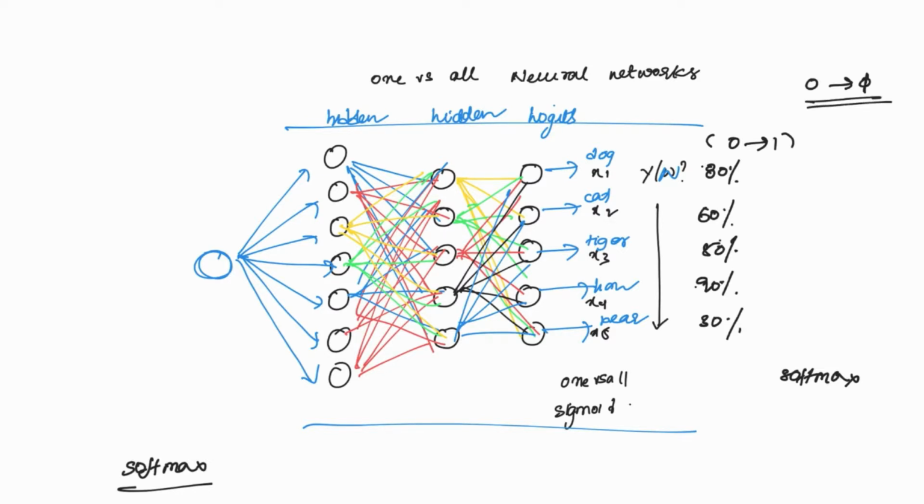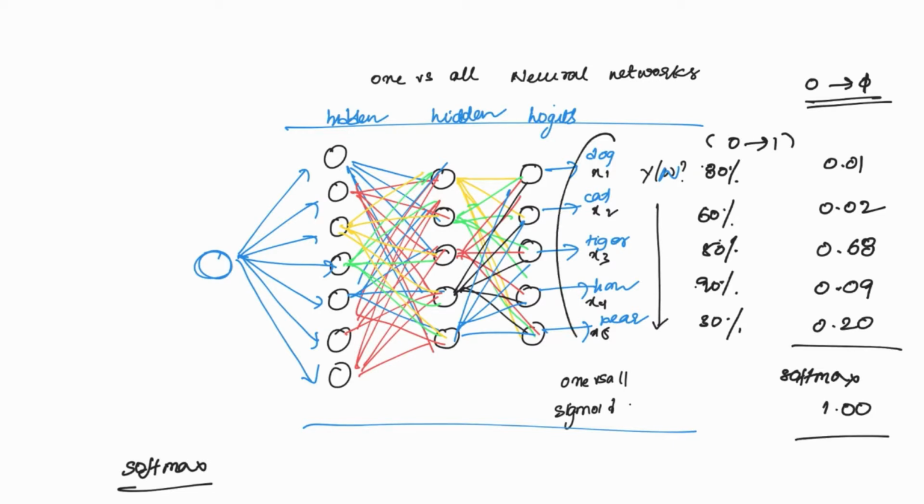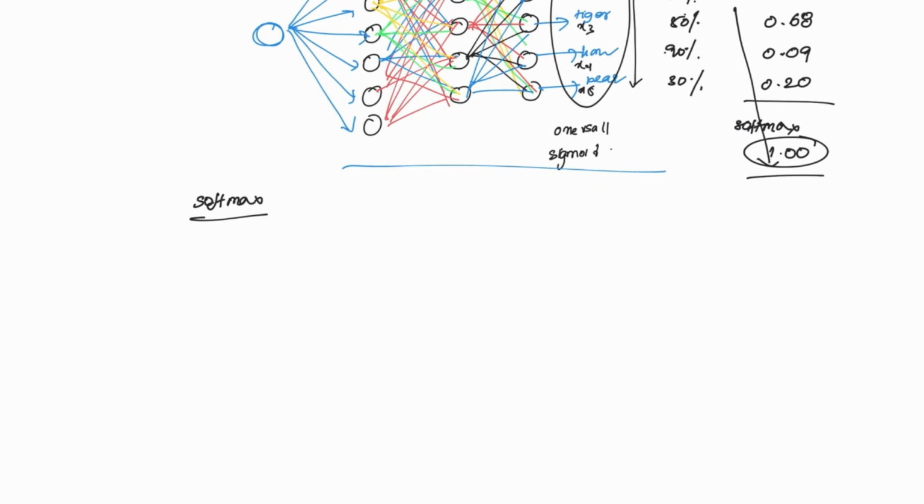They can be about 0.01, 0.02 for example, 0.68. Then we have, let me see, I just want to make sure we get all the values here. 0.09 and 0.20. So if we add all these up, you would get 1.00. So you want to make sure that all of these values here, these 5 values, are added up and we get a total of 1. So that's the softmax. So that's basic softmax.